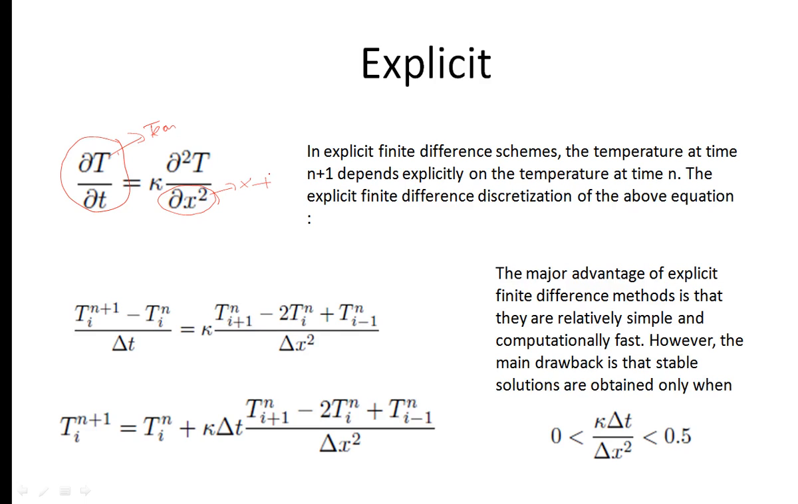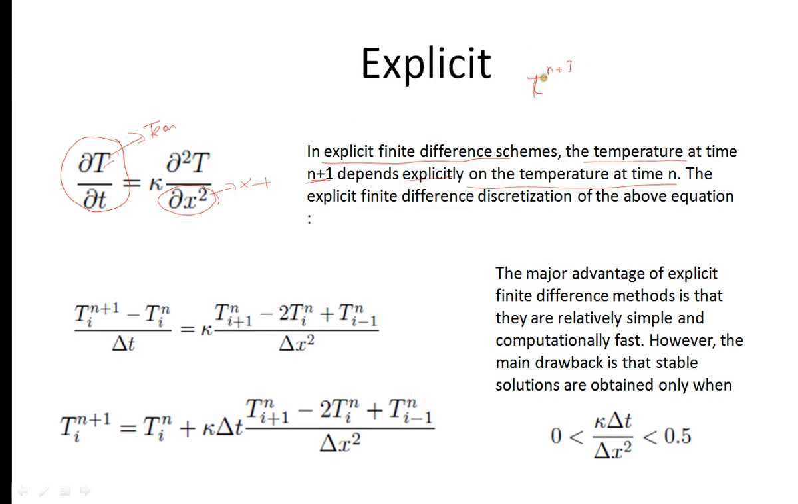So what are these explicit methods? In explicit finite difference schemes, the temperature at time n+1 depends explicitly on the temperature at time n. So if we write this down, for example, this is the temperature at time n+1, that means the next time step temperature.